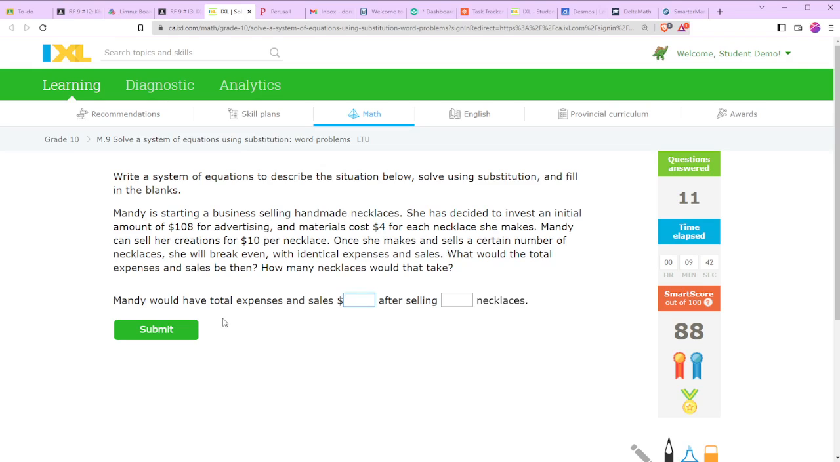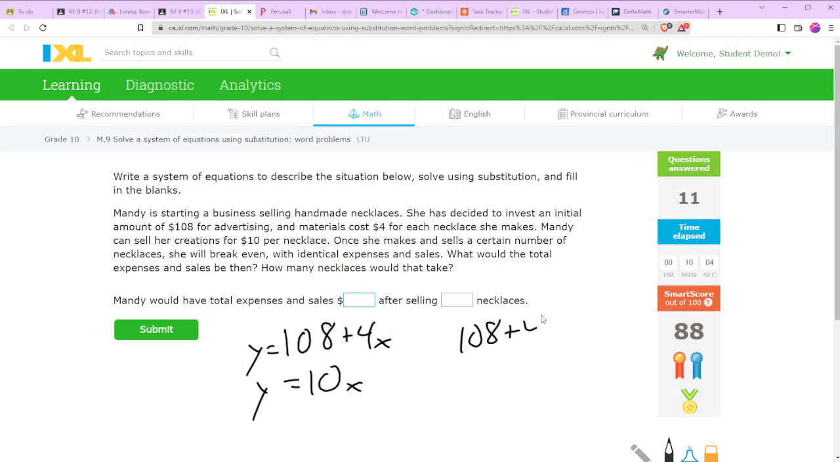Mandy is starting a business selling handmade necklaces. She decided to invest an initial amount of 108 for advertising, and then 4 per necklace she makes. And she could sell her creations for $10 per necklace. So what's her break-even point? When do her expenses equal her revenue?